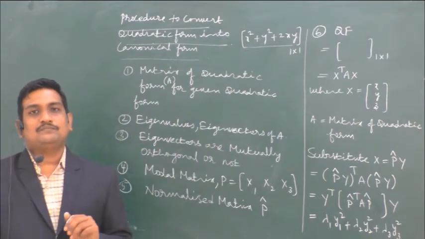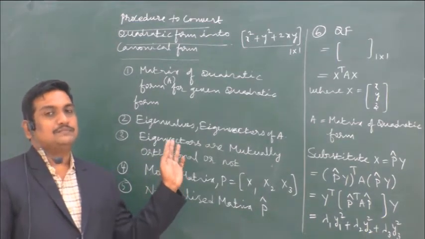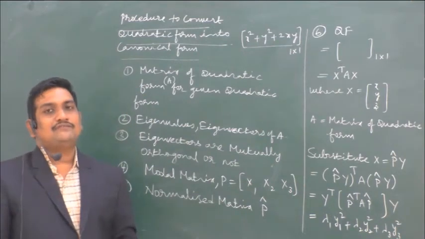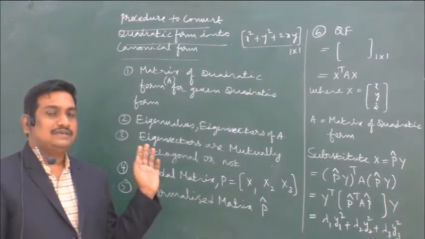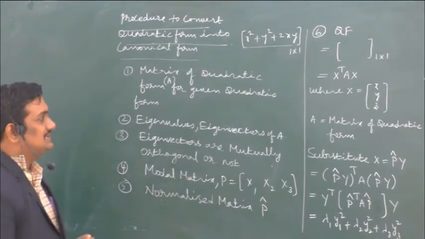Quadratic form means it is of degree 2. It has both square terms and product terms. You need to convert it into canonical form. Canonical form is also of degree 2. It has only square terms.